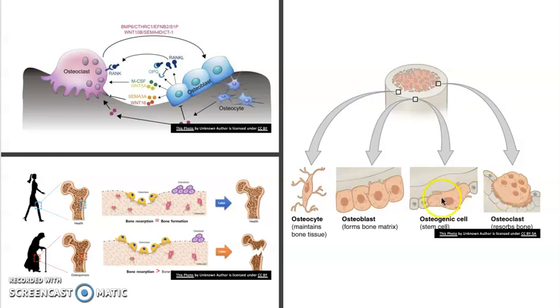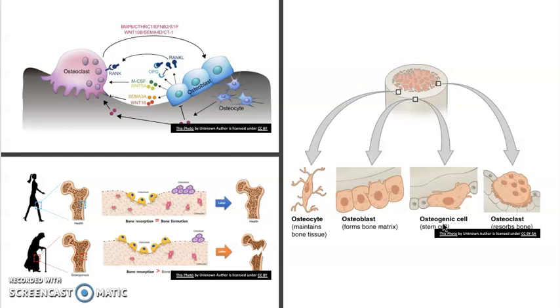I have one more cell to introduce to you. We call them osteogenic stem cells. They are derived from mesenchymal stem cells and can differentiate into either osteoblasts or chondroblasts. The chondroblasts are the cartilage-producing cells.